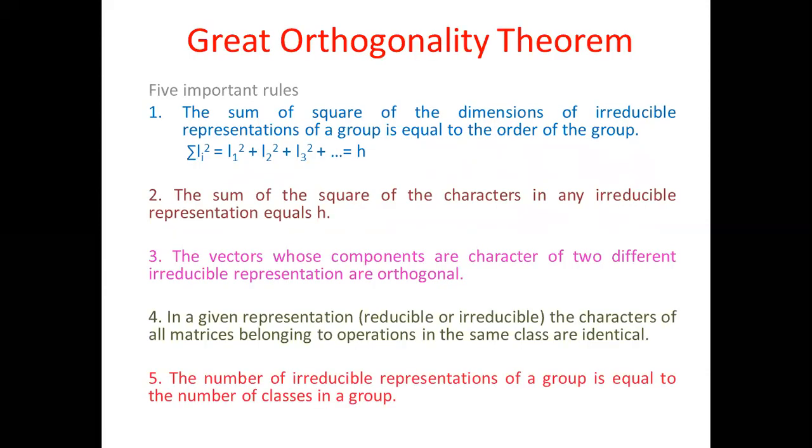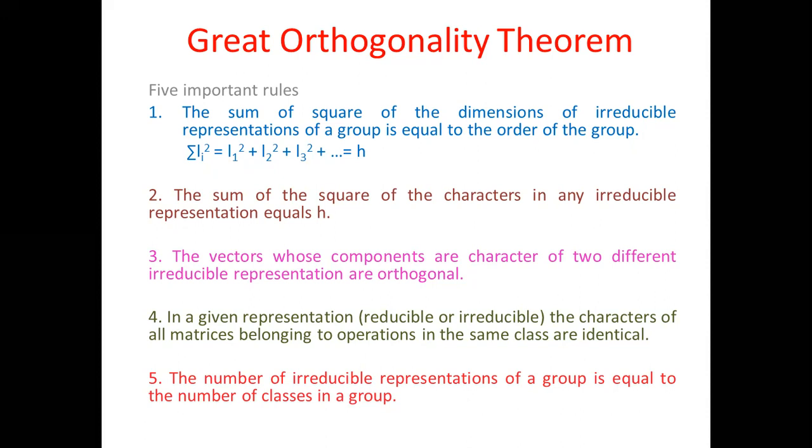It is not true only for the C2v point group, it is true for all point groups. Next is the third postulate: the vectors whose components are the characters of two different irreducible representations are orthogonal. Orthogonal means if we multiply them and sum, the answer should be 0.